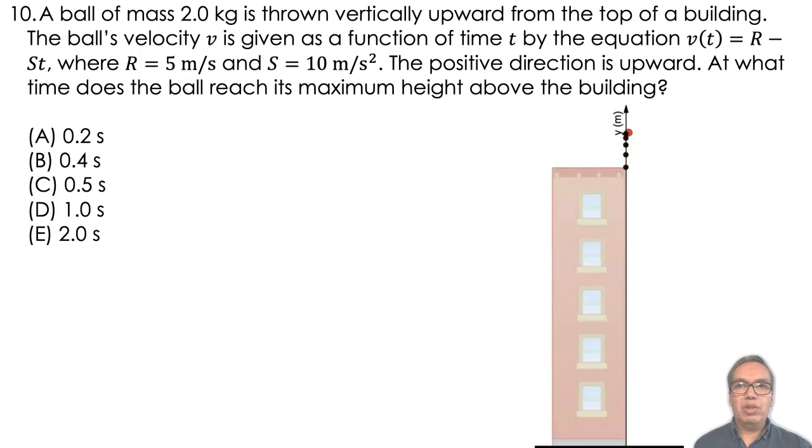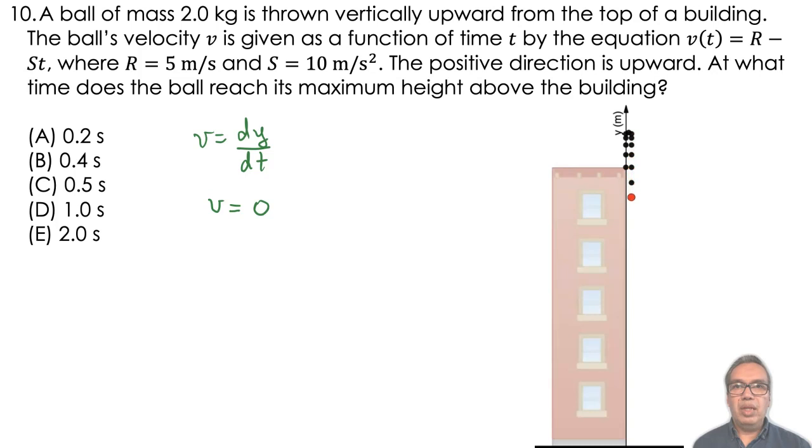Well, the thing to remember in this case is that given a function of position y of t, then the derivative of this position function is going to be the velocity. And the maximum height is a position where its derivative, which is the velocity, is zero.